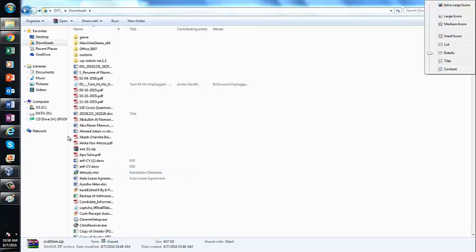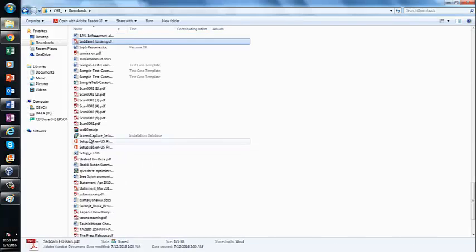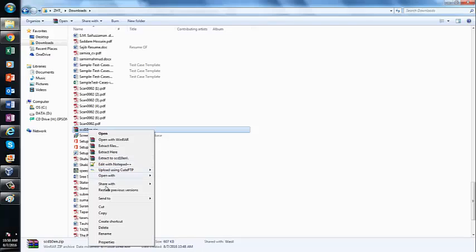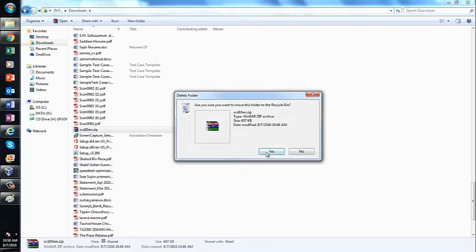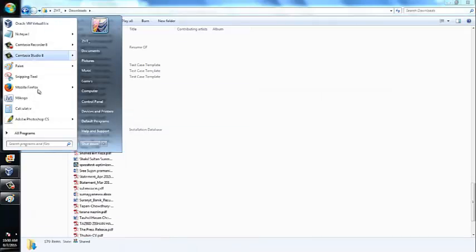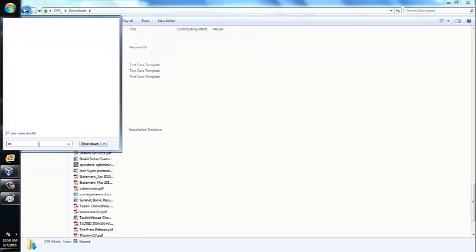Okay, let's say I have downloaded that SCN and I don't need it, so I will click and delete it. But remember one thing: if you delete it from here, it is still in your computer storage, in the recycle bin. So let's see, I am deleting it, and now if I go to my recycle bin.